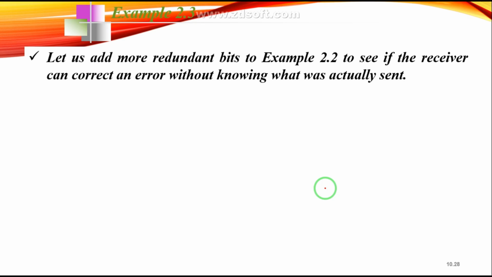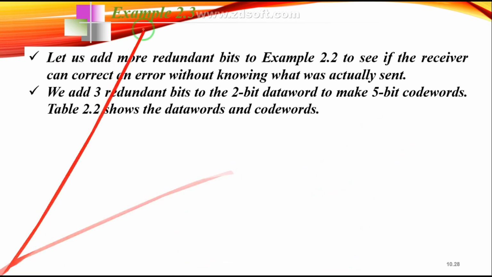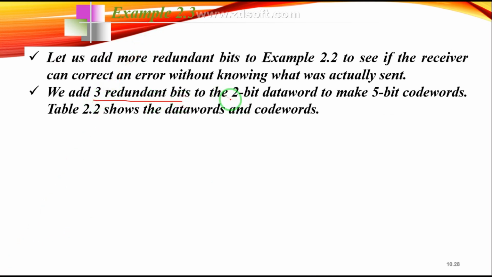Now guys, instead of a 3-bit code word, let's add more redundant bits to see if the receiver can correct an error without knowing what was actually sent. For this, you require table 2.2. Please refer to this table and draw it in your notebook so you can refer to it. I am going to add 3 redundant bits to your 2-bit data words, which will make 5-bit code words. So instead of 3-bit code words, we are going to see 5-bit code words now, because we want to check that if I add more redundant bits, whether the receiver can correct an error without knowing what was actually sent. So let's see, guys.